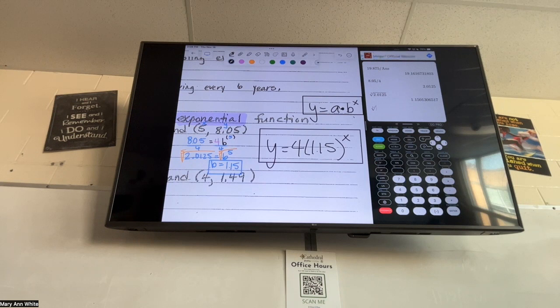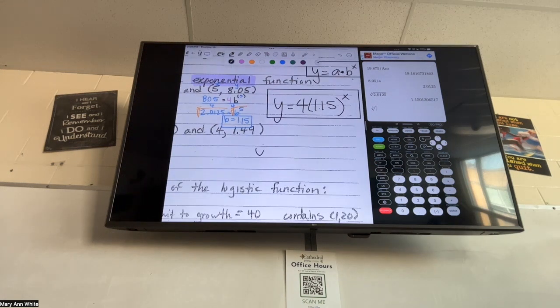Awesome. All right, let me write the answer for the next one up on the board. This is what you guys should have gotten. Y equals 3 times 0.84 raised to the x. Yep. Did you guys get that? Give yourself a high five.